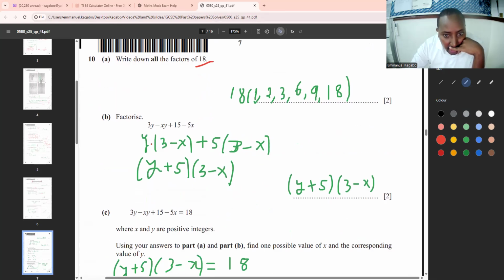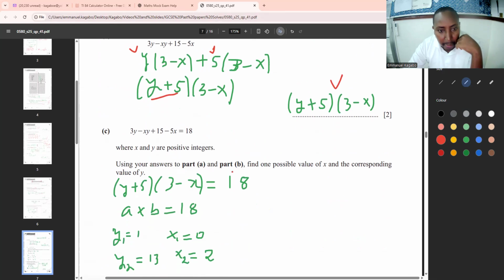3y, here it's factorizing. Whenever you have 4 terms, please, group 2, as I always say in my class, group 2. When I group this and this, the highest common factor is y, so y multiplied with 3 minus x. What about here? I factorize, 5 is common, I'll get 3 minus x. So this one goes with that, I'll get y plus 5. Then this and this are the same, I write 3 minus x. So that's your answer, very good.